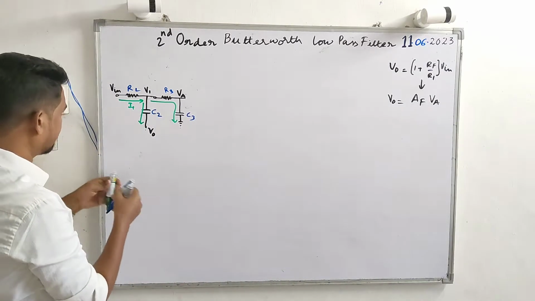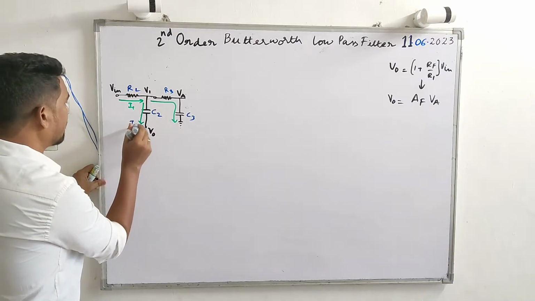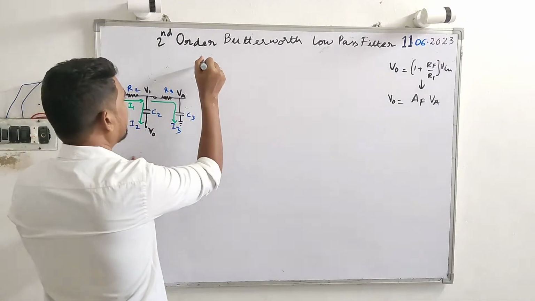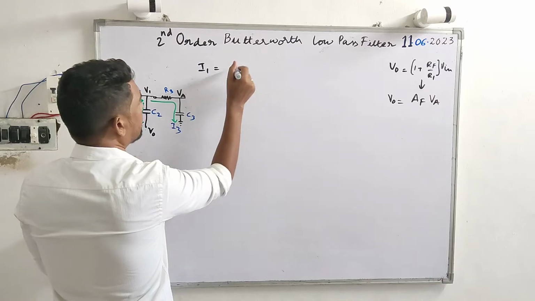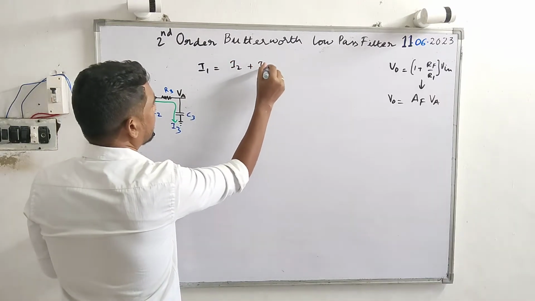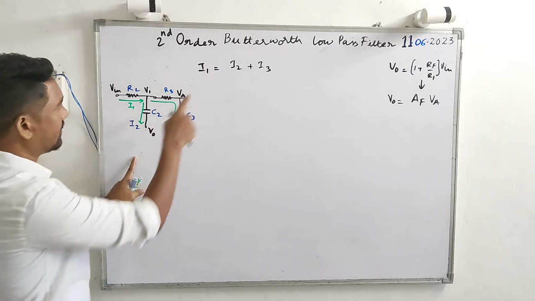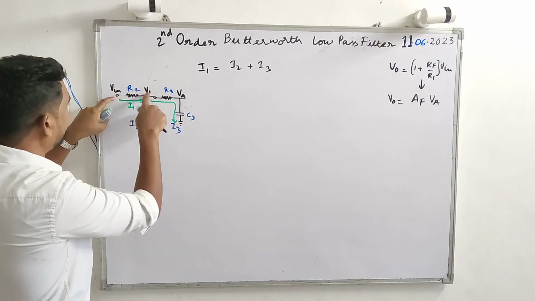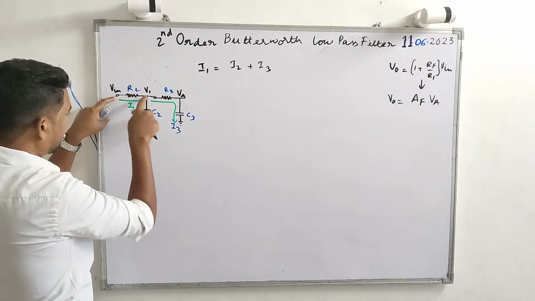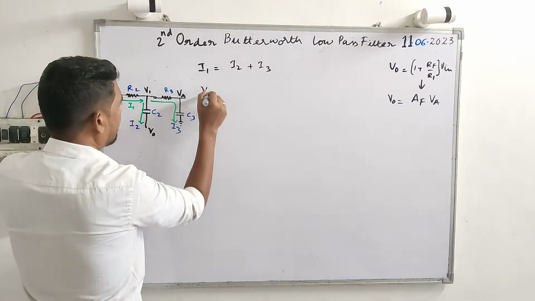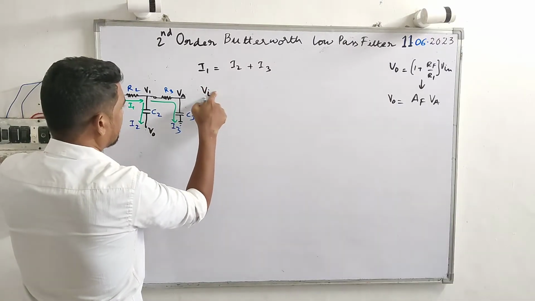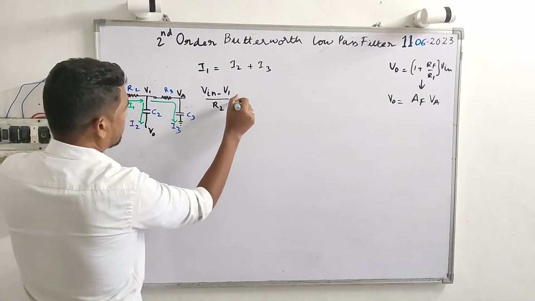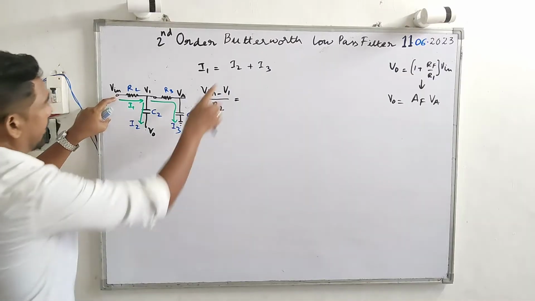Here we have I1 splitting into I2 and I3. So what can we write from that? In this arrangement, current I1 equals I2 plus I3. Making use of node analysis, we'll write the expression for I1. I1 is between Vin and V1 across R2, so from here to here, I1 can be written as Vin minus V1 upon R2, which equals I2.